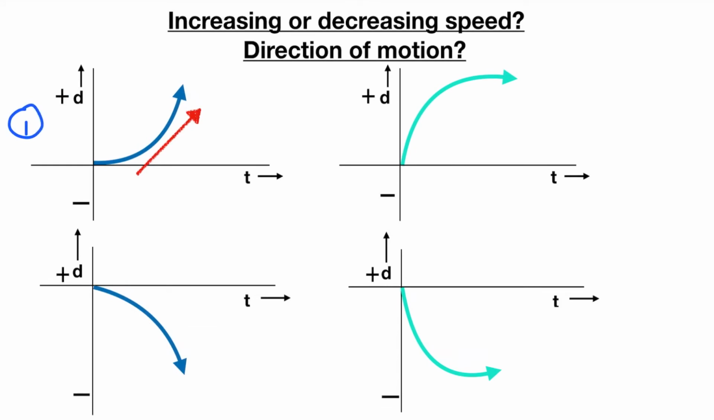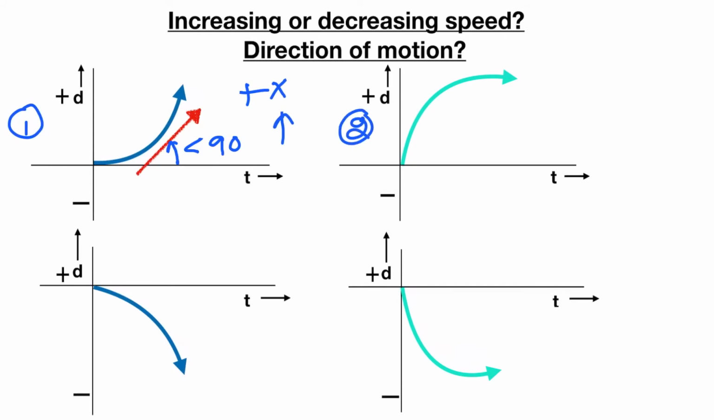So here, case 1. In this case, we see initially displacement is increasing at a very slow rate, and later on the displacement is increasing at a faster rate. It means the speed or velocity is increasing. The direction of velocity is the positive x direction, as the angle made by the direction with the positive x-axis is less than 90 degrees. So the motion is in the positive x direction and increasing.